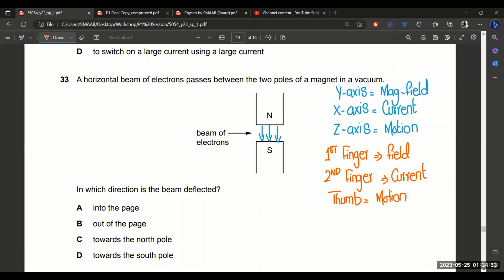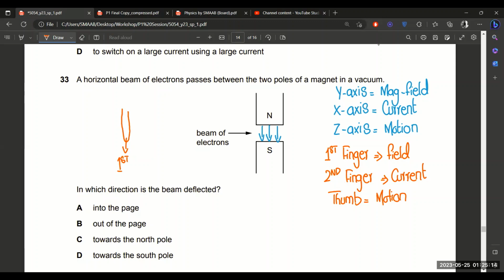So now we need to use the left hand rule in a way like this. First of all, you need to place your fingers according to the direction of the magnetic field. So you need to place your first finger in the downward direction of the left hand rule like this. So your first finger will be in the downward direction. That represents the direction of the magnetic field.